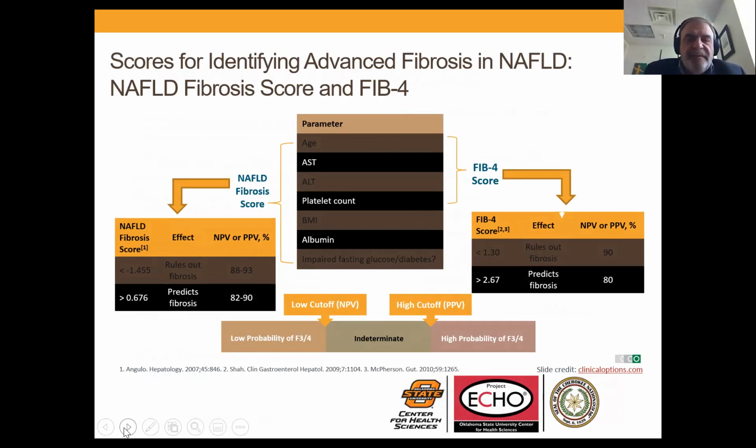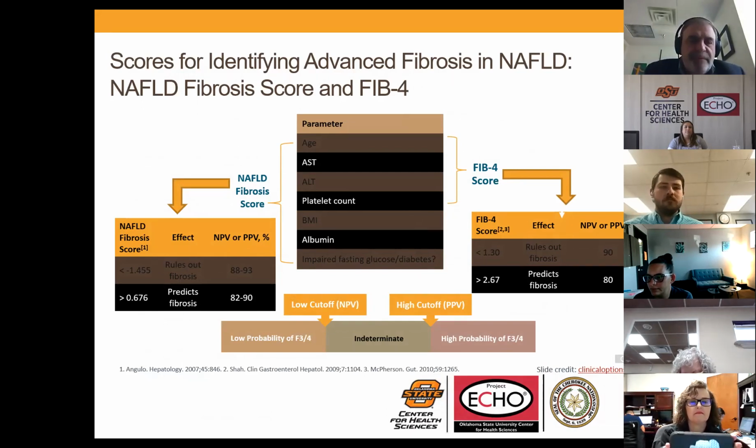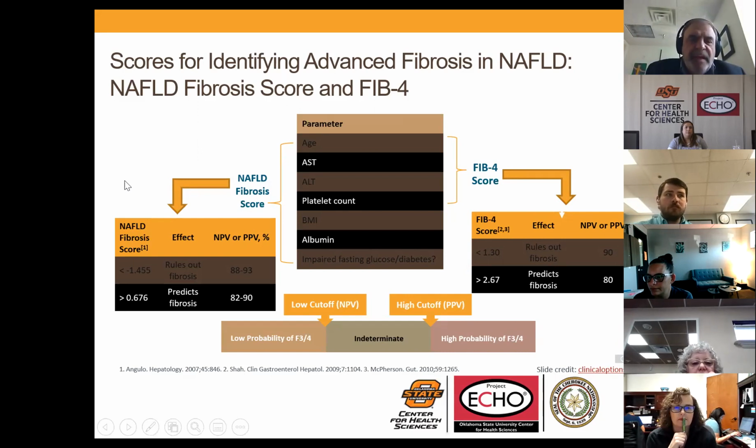So you identify a patient who has a liver ultrasound that shows fatty liver. The most important thing is to stage their liver fibrosis. Now, there are several calculators out there, and I will mention the two most frequently used. The first one is the NAFLD calculator, the one on the left, and it uses several parameters listed there, like the age of the patient, the AST, the platelet count, the BMI, the albumin, etc. And it gives you a number.